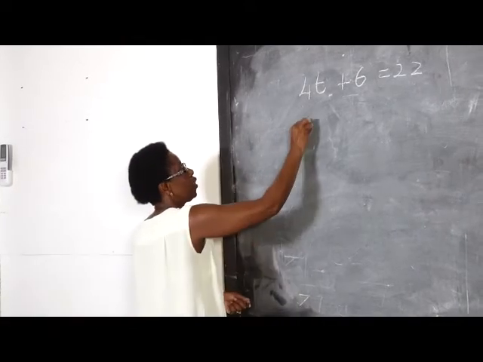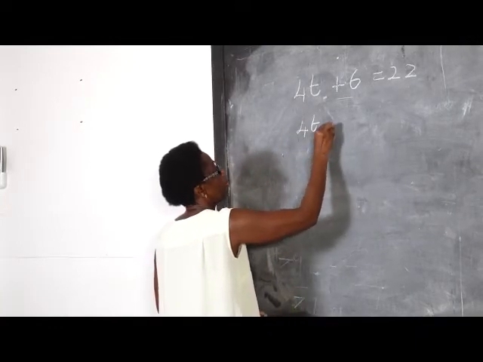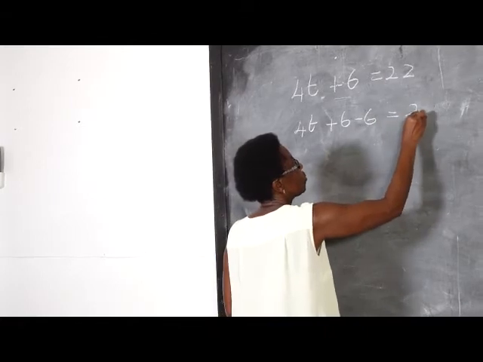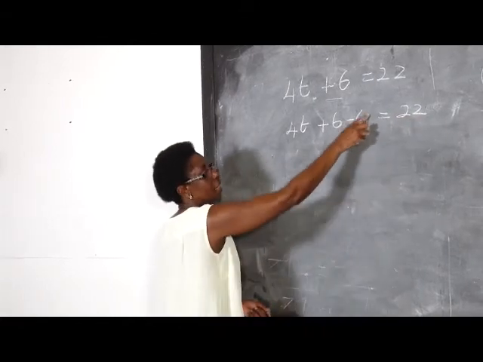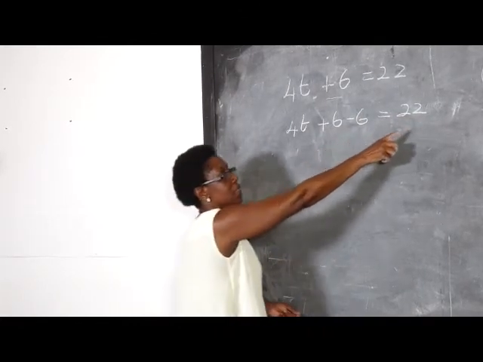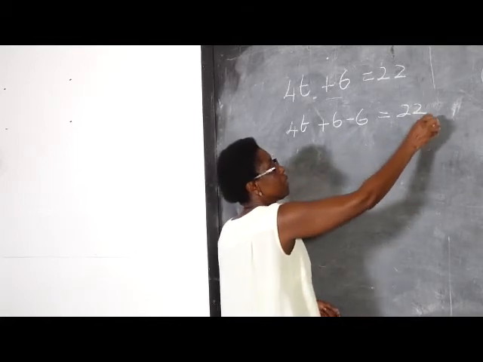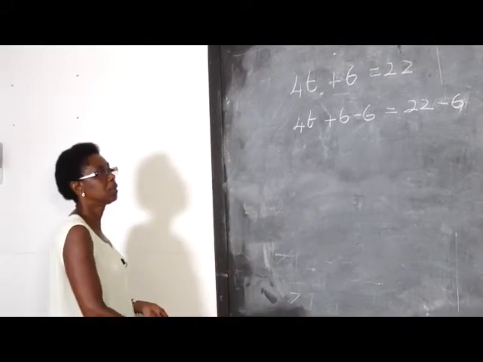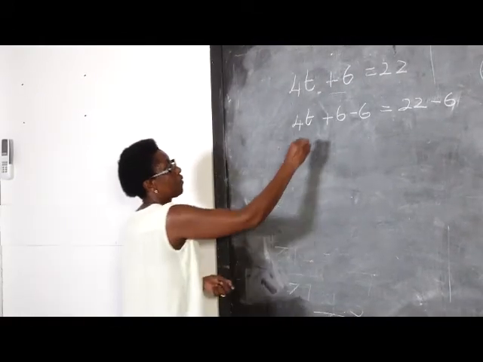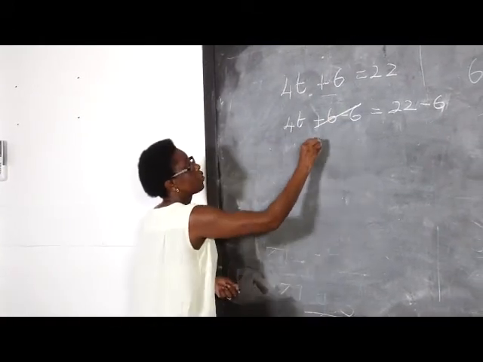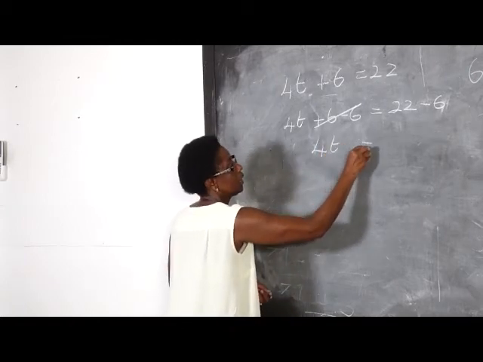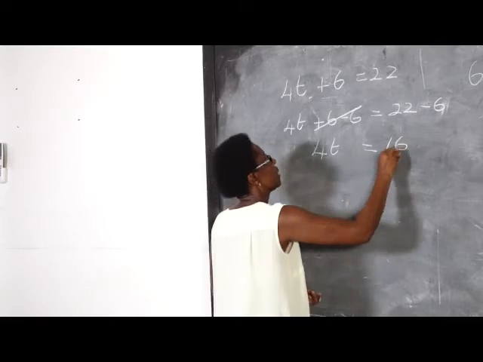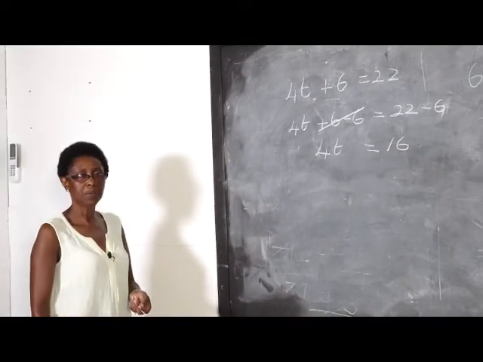Well done. If you've got it, you've got 4t plus 6 minus the 6 equals 22. Whatever you do to this side, this is what you've done. You've minus the 6. Do the same thing on this side. You minus 6. Okay? Now this goes, so I've got 4t equals, and that should give you the answer of 16.